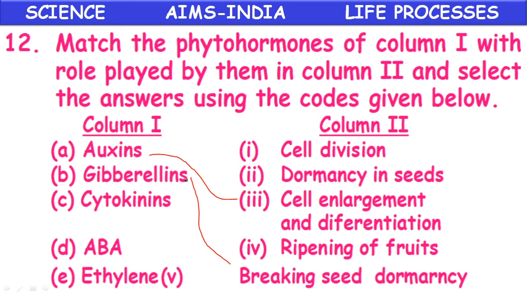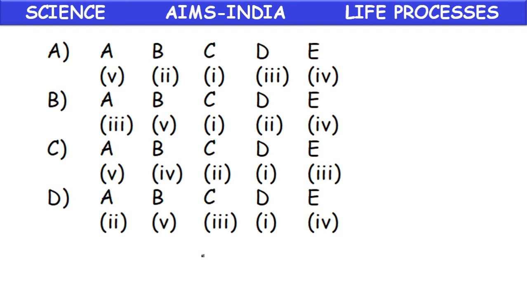Next, cytokinins. The main function is cytokinesis, cell division. Abscisic acid, it promotes the dormancy of a seed, and ethylene, its main function is ripening of a fruit. So, here select the code. So, here the code representing B, A3, B5, C1, D2 and E4.